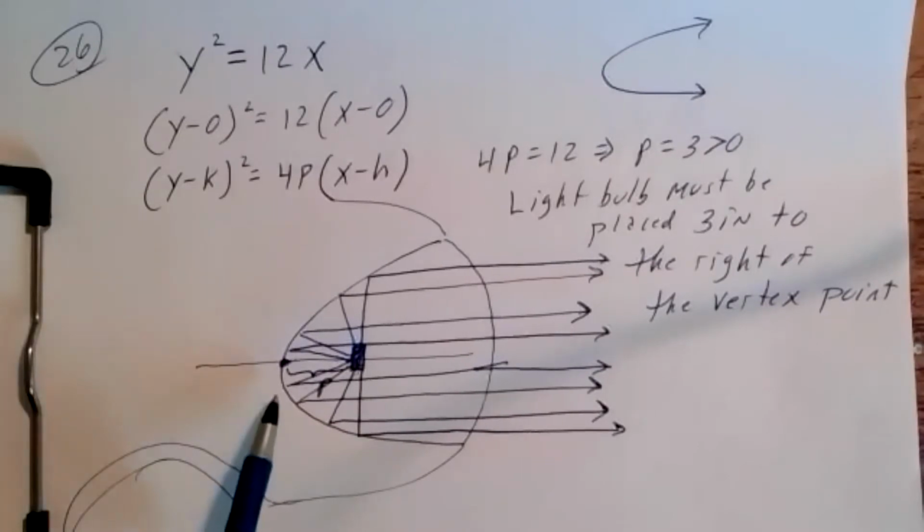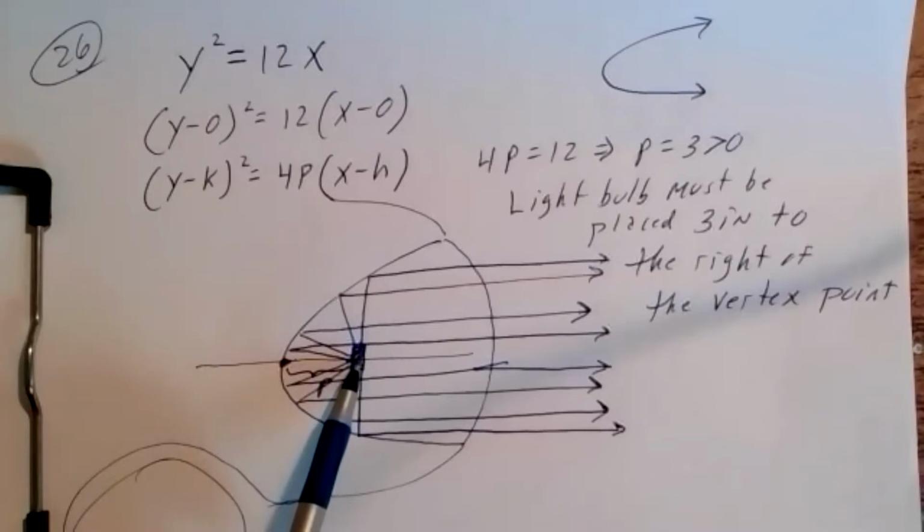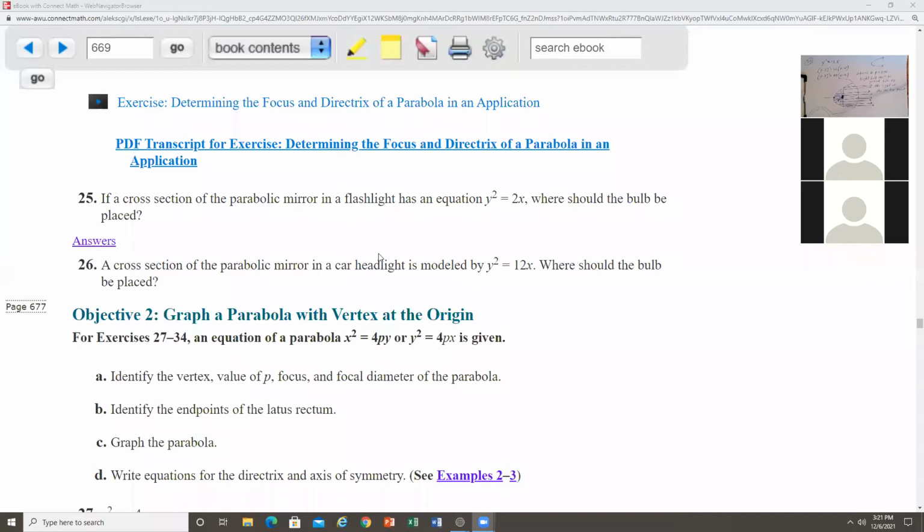So again, your light bulb would have to be 3 inches to the right of the vertex point. Here's the vertex point, and the lamp would have to be right there, 3 inches to the right. So that's where the manufacturer is going to put the headlamp. All right.